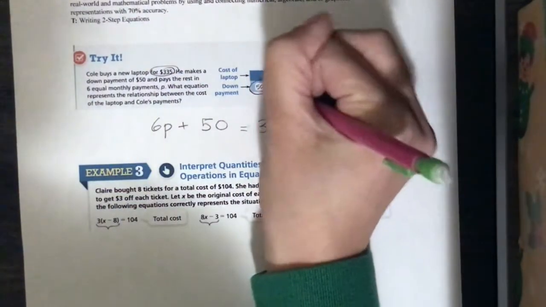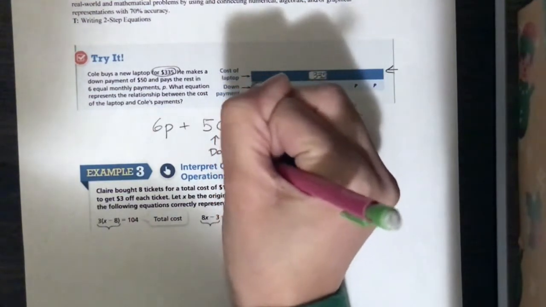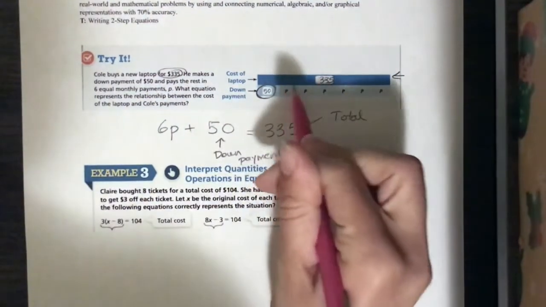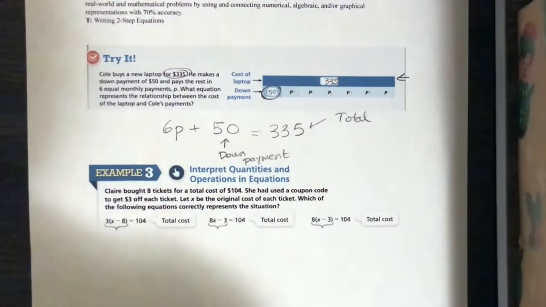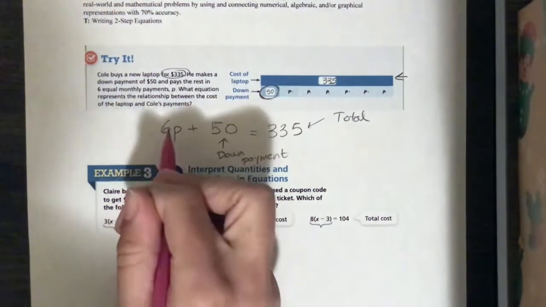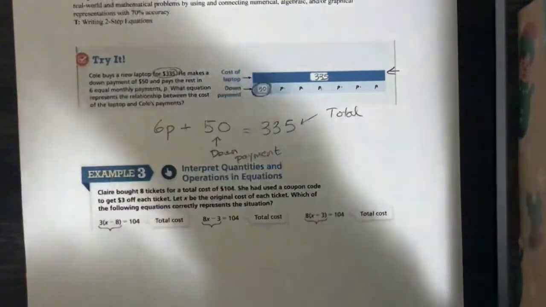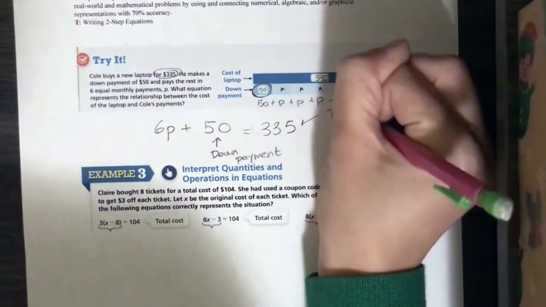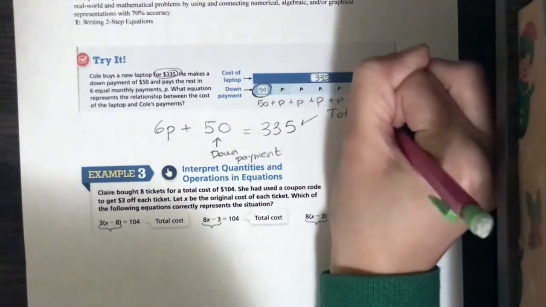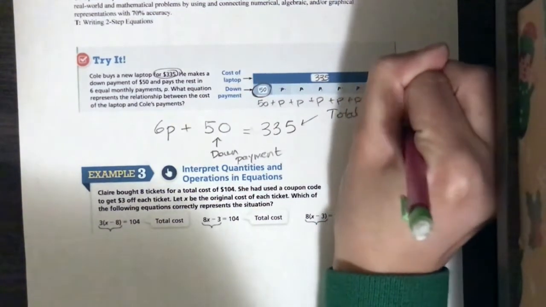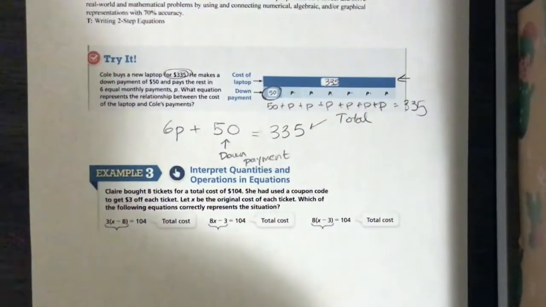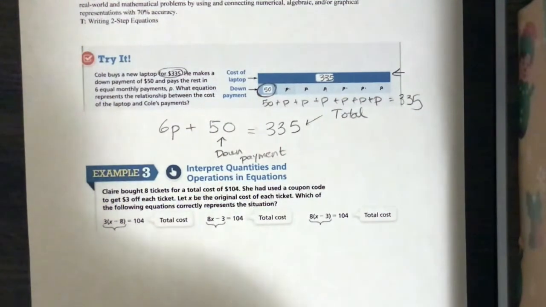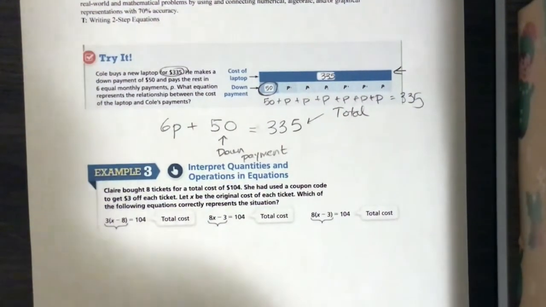It's how I'm going to pay for it. So I have $50. That's my down payment. And then I have 6 equal payments of P. So 6 times P. I could also write this out as 50 plus P plus P plus P plus P plus P plus P equals 335. That would also be true, right? This is just a nicer way to write that because we have P added to itself 6 times, right? Then that's multiplication, 6 times P.